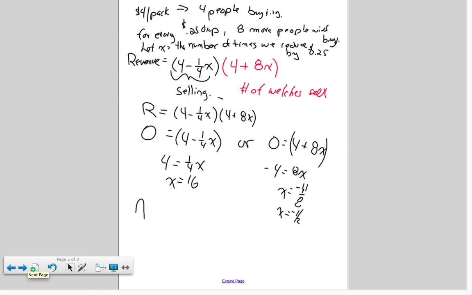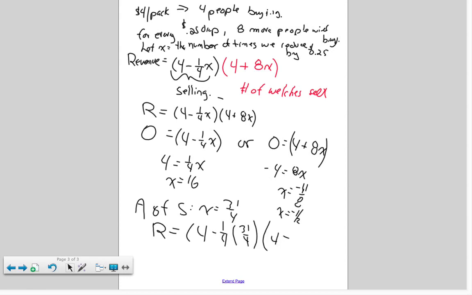Right, so axis of symmetry, x is equal to 31 over 4. So I'm going to plug 31 over 4 back into our original equation. So revenue is equal to 4 times 1/4 of 31 over 4 times 4 plus 8, 31 over 4.